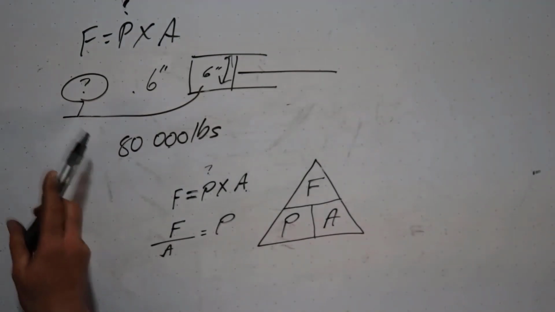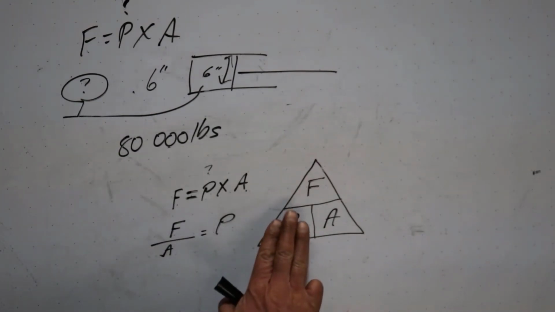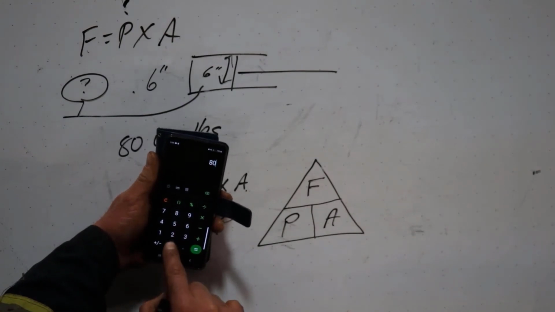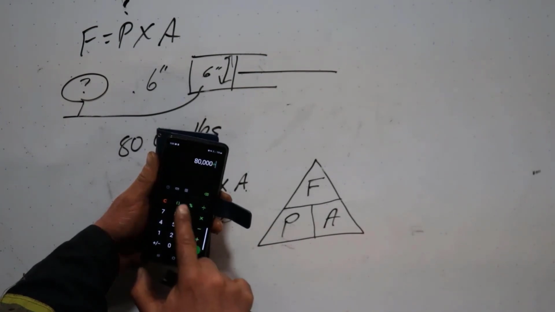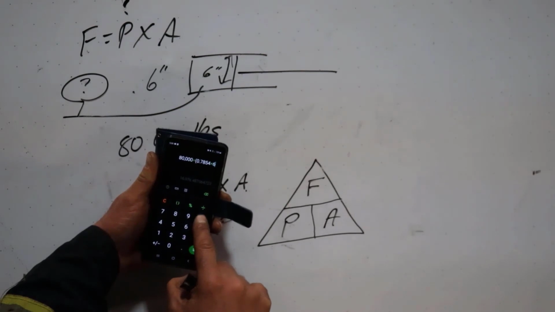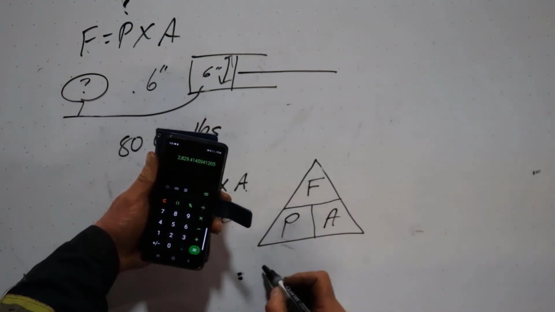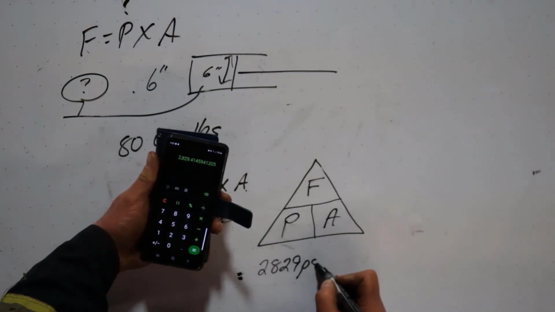So back to our original question of how much pressure we need. I'm going to cover up the P for pressure, and that leaves me force divided by area. My force is 80,000 pounds, so 80,000 divided by, and I need to know what my area is, so I'm going to put in my area formula, 0.7854 times 6 times 6, and the pressure is equal to 2,829 psi.